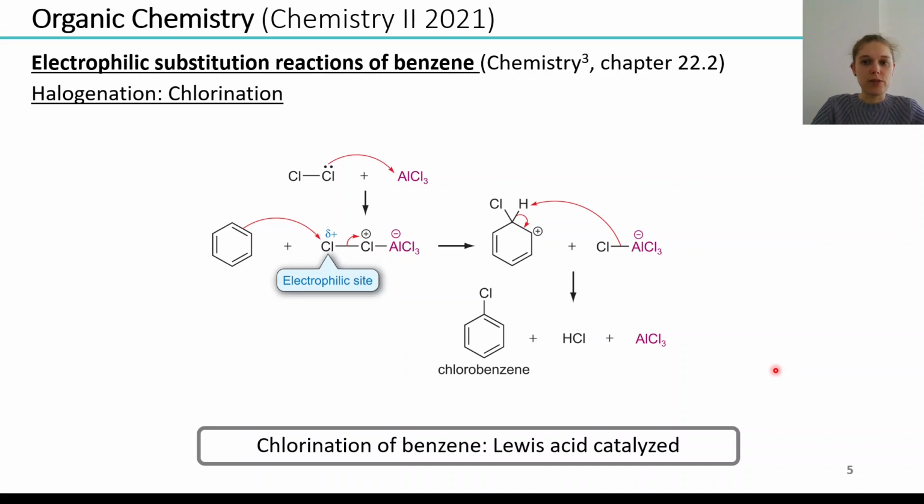In contrast to the fluorination, if we want to use iodine, then we have the problem that iodine does not react at all with benzene. And in order to form iodobenzene out of benzene and iodine, we need an oxidizing agent, such as nitric acid, in order to form iodine cations, which are then strong enough electrophiles to react with benzene in an electrophilic substitution reaction.